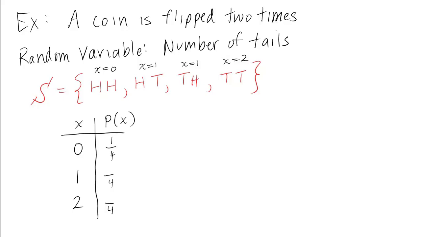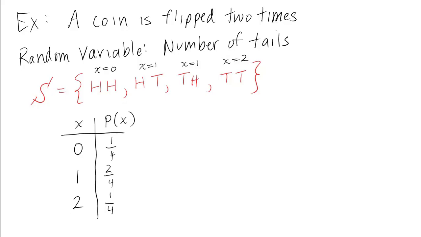There are 2 outcomes with 1 tail, and so that probability is 2/4 or 1/2. Again, I don't care if you reduce, and there's a reason why I'm not reducing here. And then the last possible value of the variable is 2, and there's 1 outcome associated with that. This table represents a probability distribution for a discrete random variable.